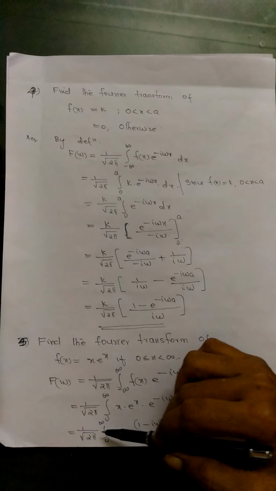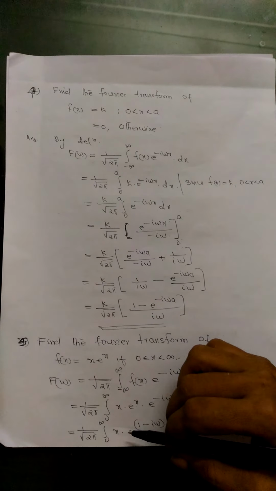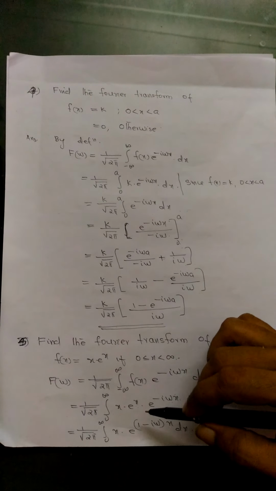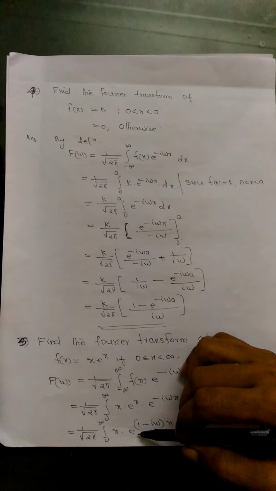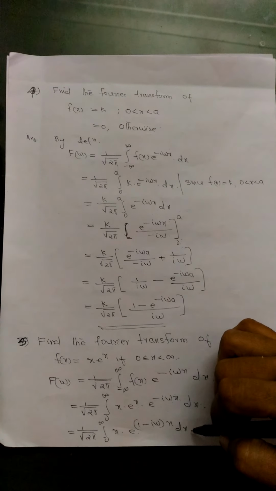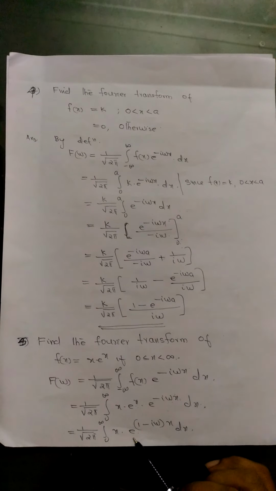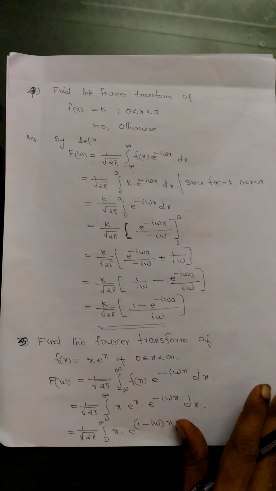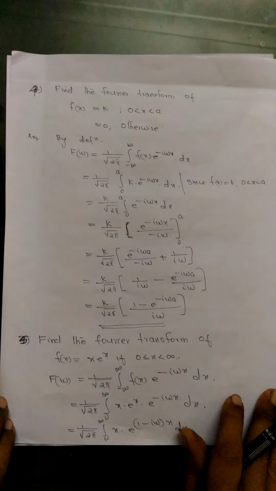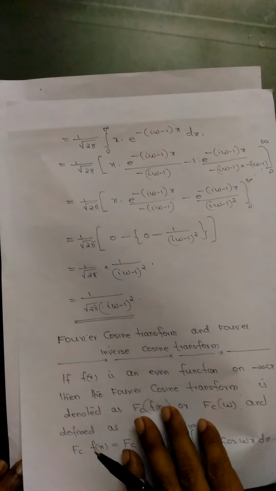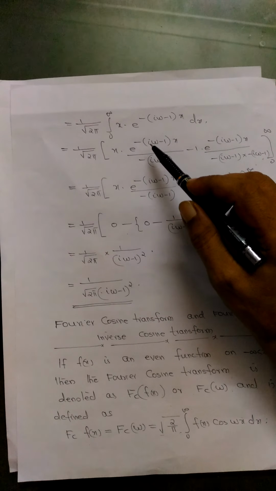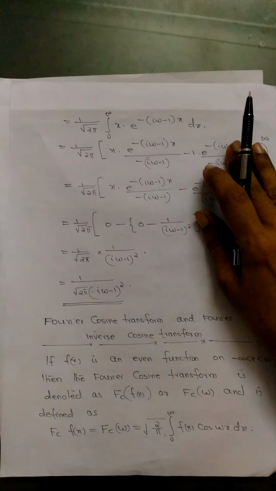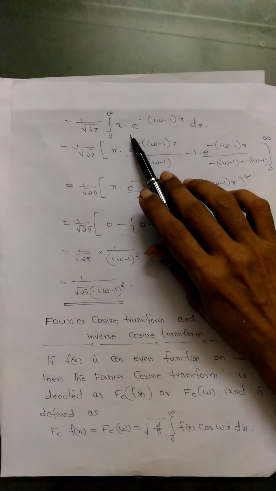So this equals 1 by root 2 pi integral 0 to infinity x into... This is of the form x raised to m into x raised to n, that is x raised to m plus n. So e raised to 1 minus i omega into x dx. In e raised to 1 minus i omega into x, we take the minus sign outside. So equal to 1 by root 2 pi integral 0 to infinity x into e raised to minus of i omega minus 1 into x dx. And we apply the formula.